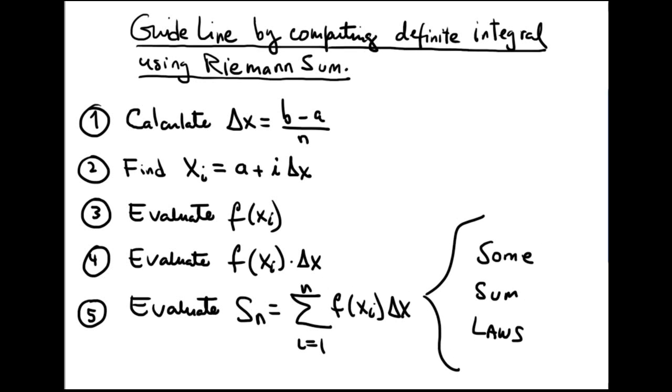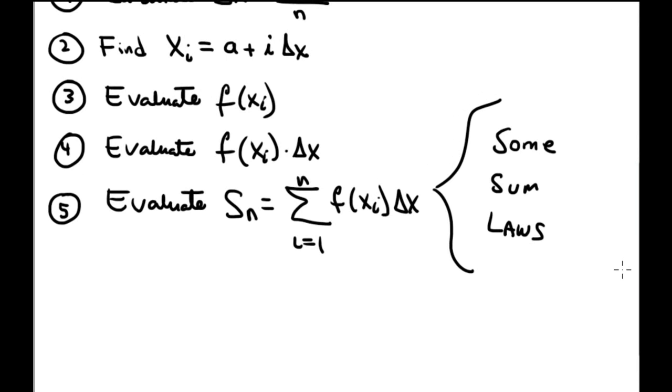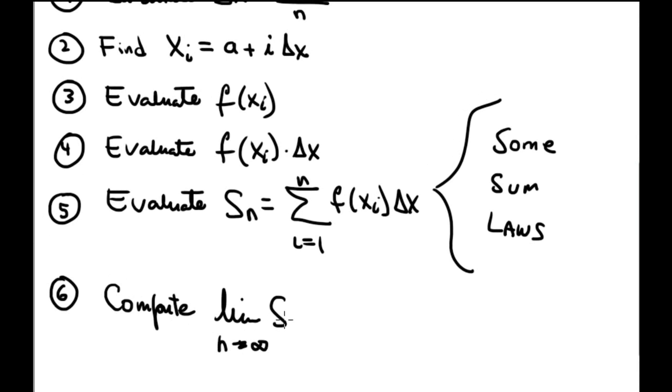Okay. Now, number 6 step is finally compute the limit when n approaches infinity of S sub n, and this limit, if it exists, is equal to the definite integral. Let's see an example to understand this idea much better.